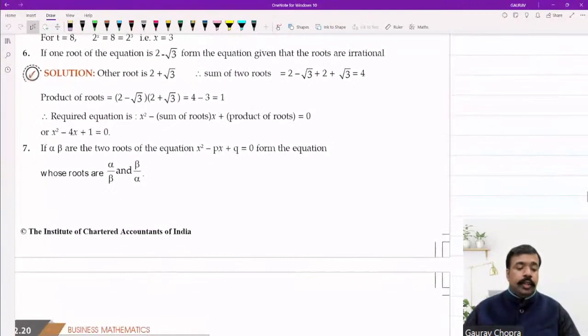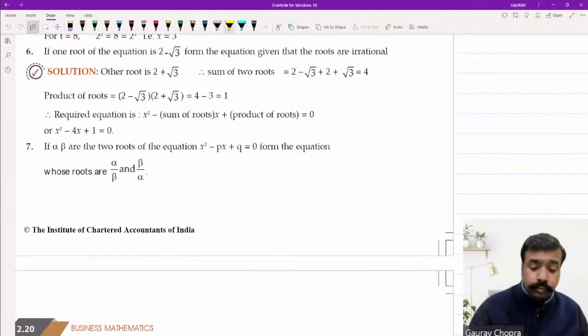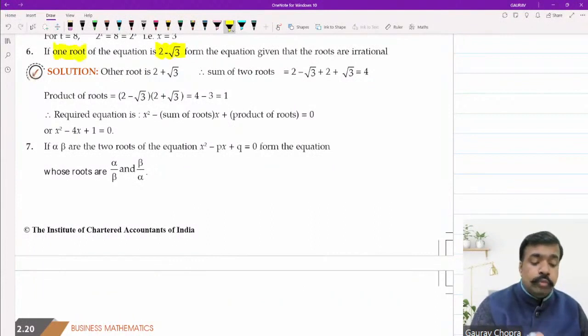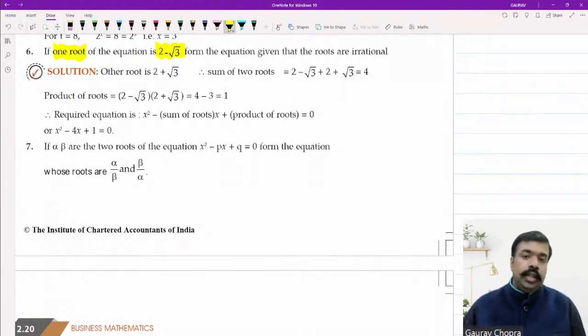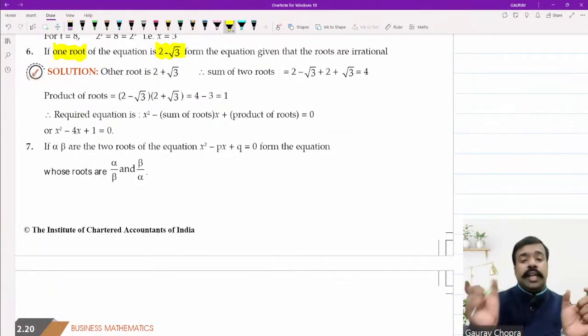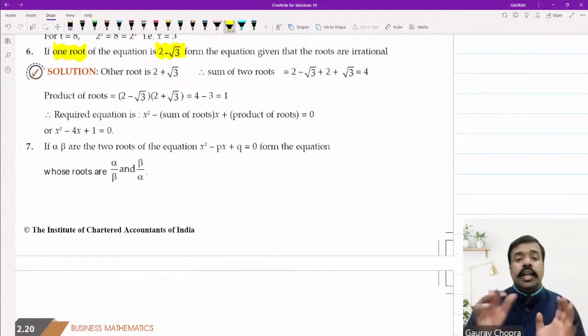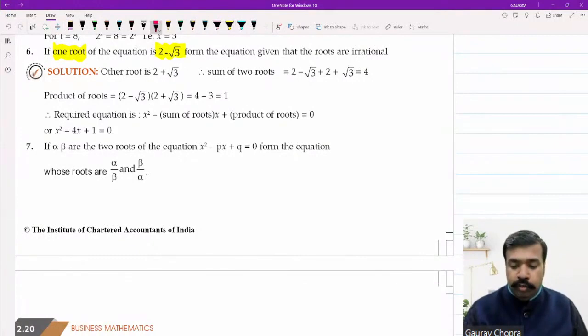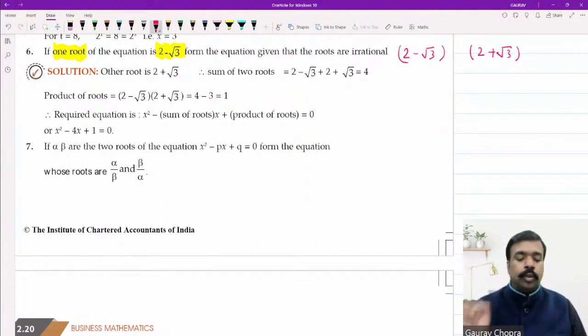Sixth one. If one root of the equation is given. So now, this time what is given? One root is given, and that is 2 minus root of 3. Then we know what will be the other root, because we have to use both the signs, one time positive, one time negative. So since negative is given, we have to use the positive also. So one root is 2 minus root 3, and the second root is 2 plus root 3.